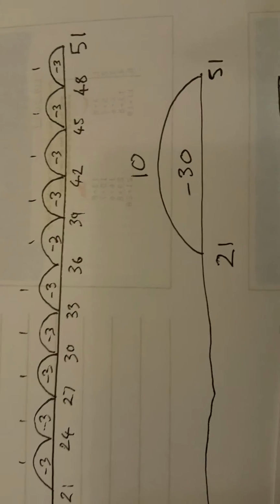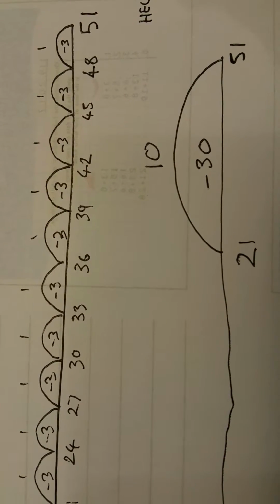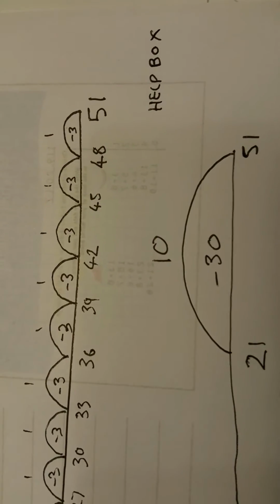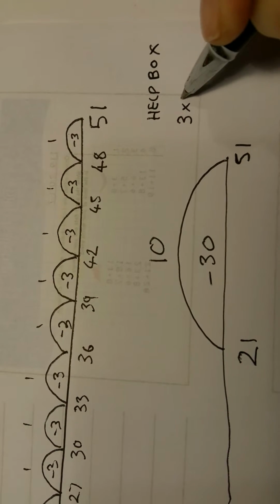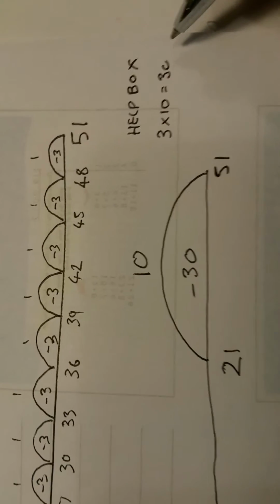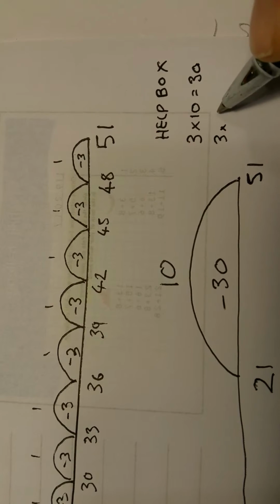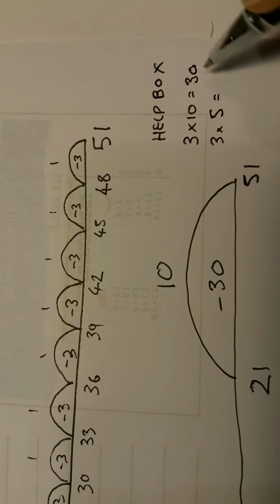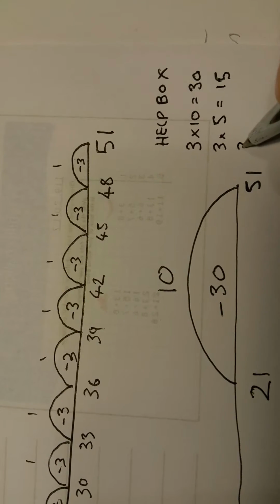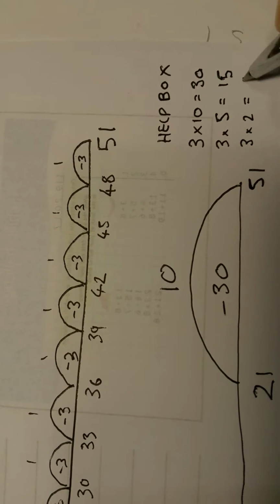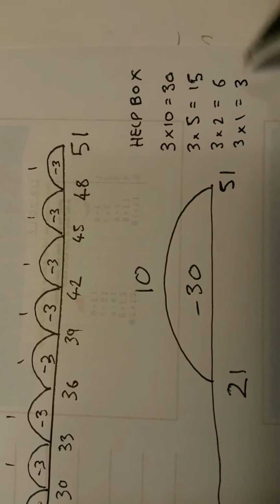And I can do something to help me. I can write a little help box, and this is just my 3 times table. I can just say 3 times 10 equals 30. That's really easy. I think everyone knows that. I can do 3 times 5, well that'll be half of 30, which is 15. And if I wanted to, I could do 3 times 2 equals 6. I could even write 3 times 1 equals 3.